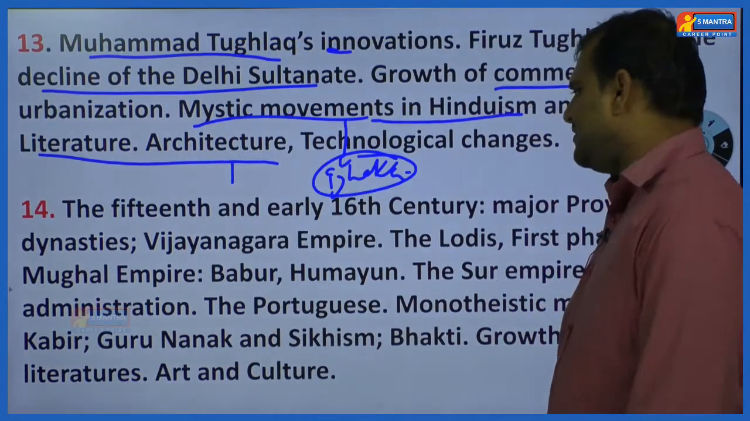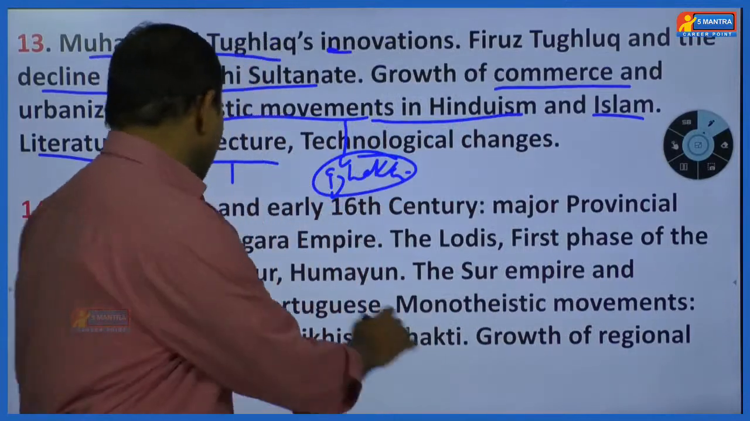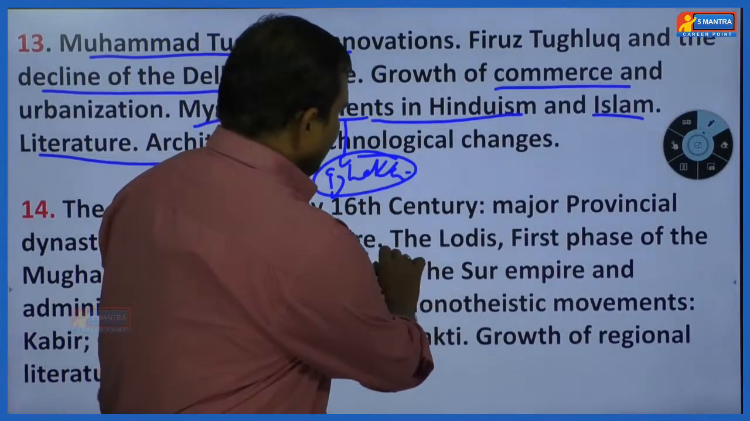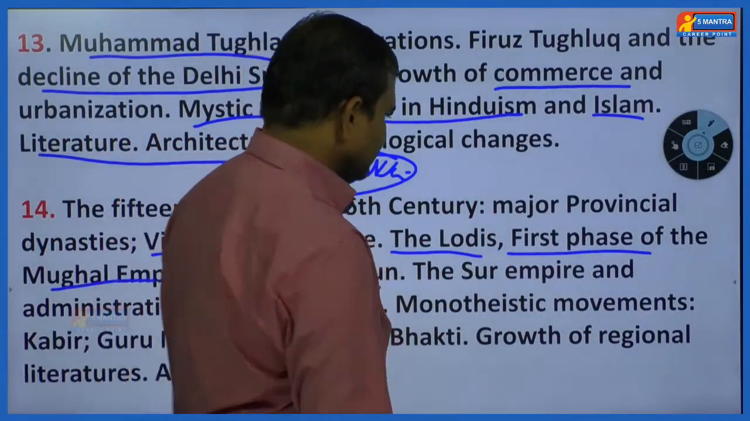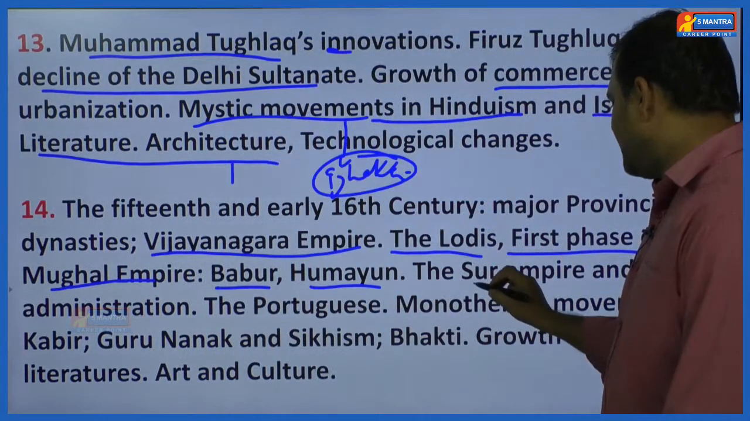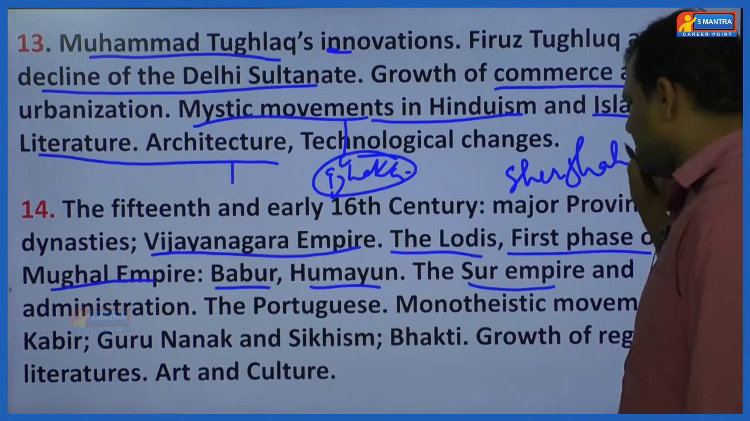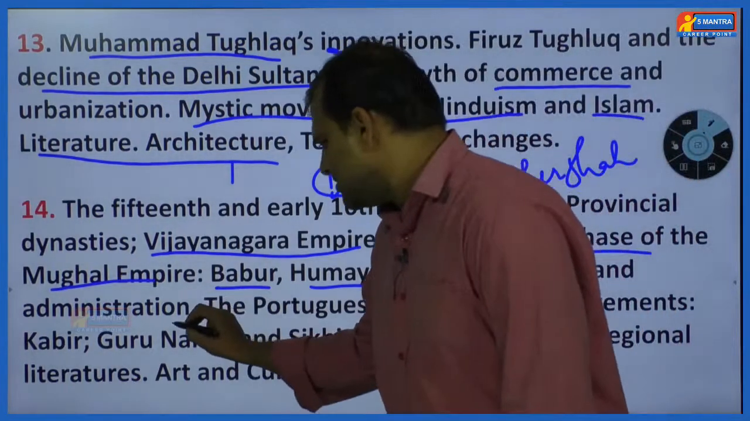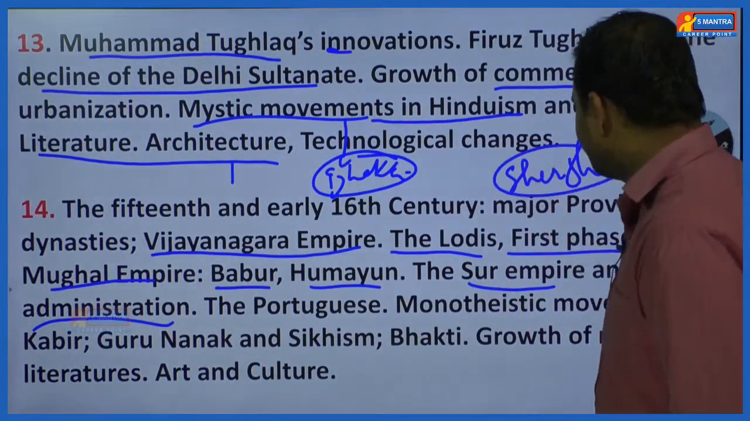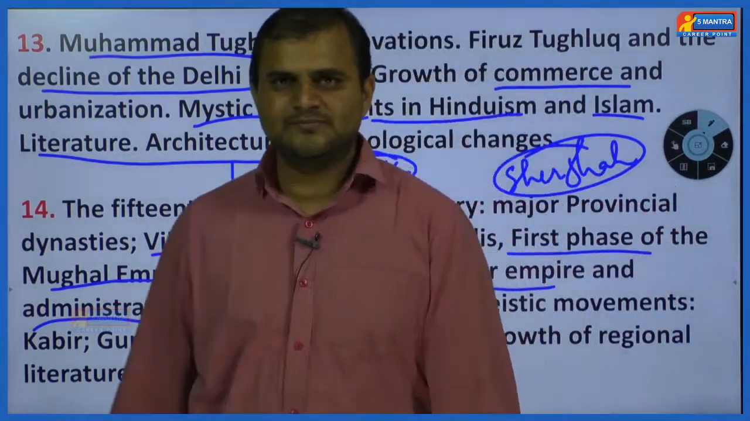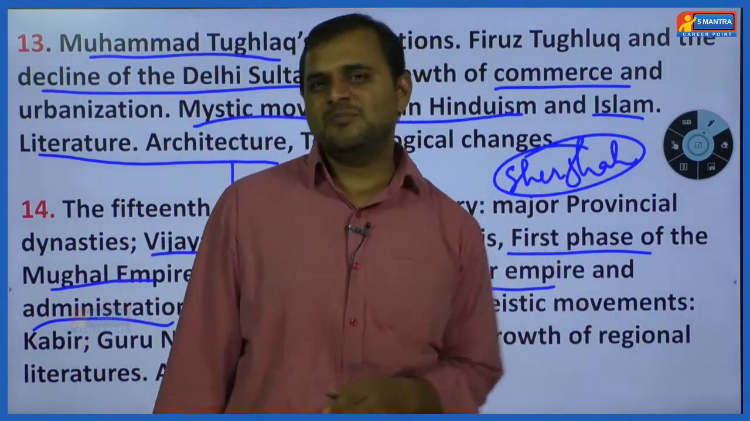And the next chapter covers the 15th and early 16th century, major provincial dynasties like the Vijayanagara Empire, Lodi dynasty, and Mughal Empire: Babur, Humayun, Sur means Sher Shah. Okay, Sher Shah belongs to the Sur dynasty. Administration related to the Mughals, related to Sher Shah. If there is no Sher Shah, there is no Akbar. This is a famous statement, right? So in this chapter, we study the Sher Shah administration.